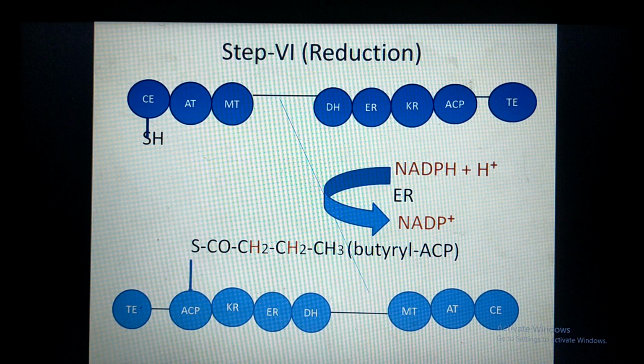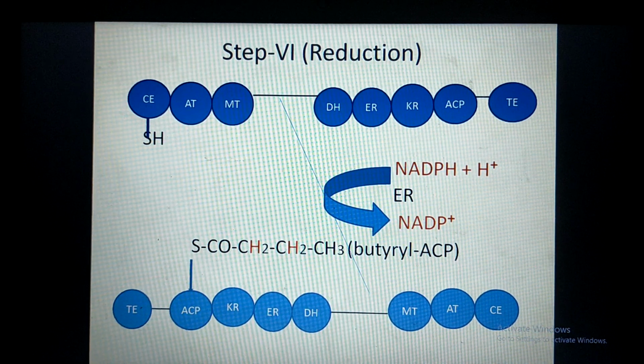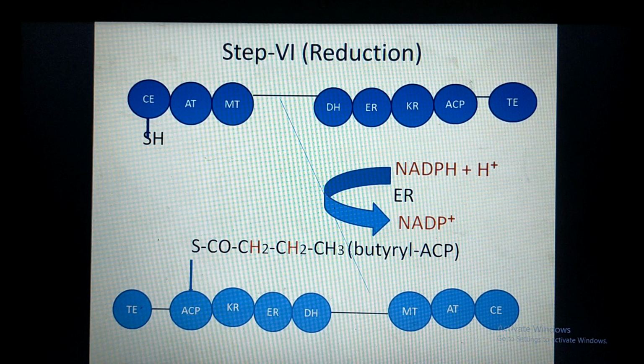The 2 hydrogen atom donor is again NADPH, and the enzyme required is enoyl reductase. So in this way, after second reduction, butyryl ACP is formed. Or you can say, at the end of first cycle, a 4 carbon acyl group is formed or synthesized.